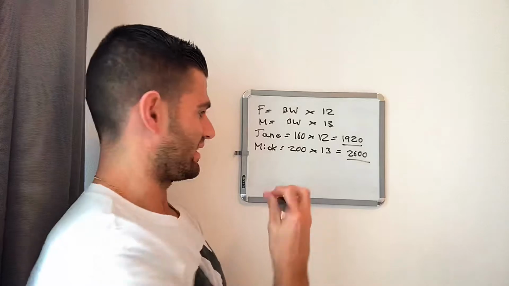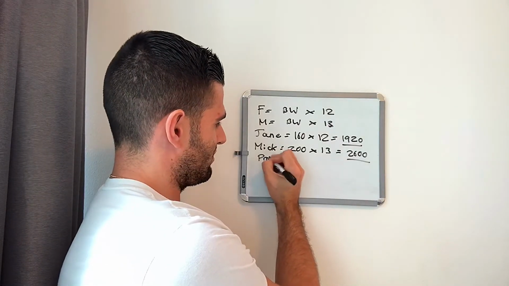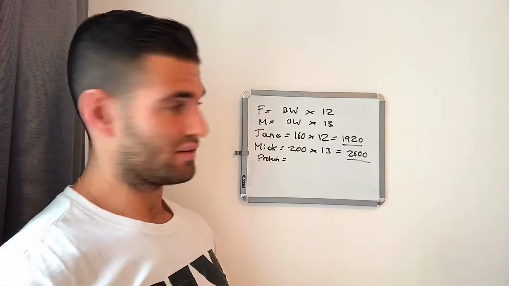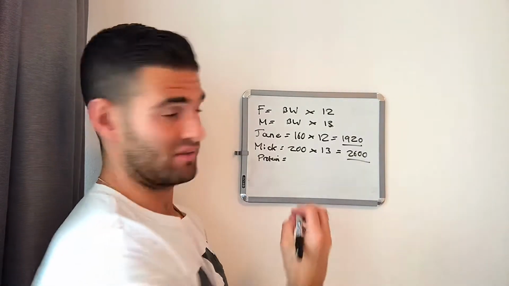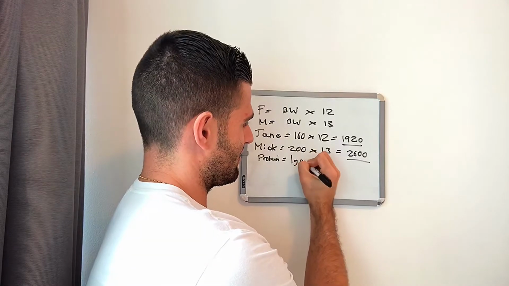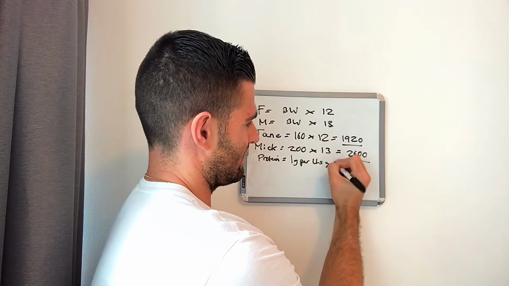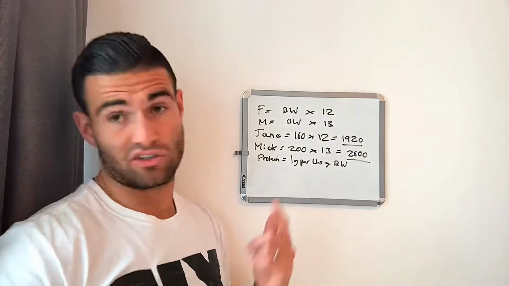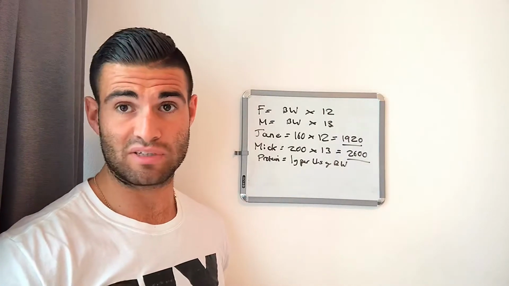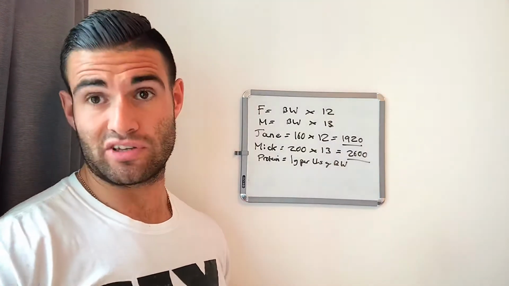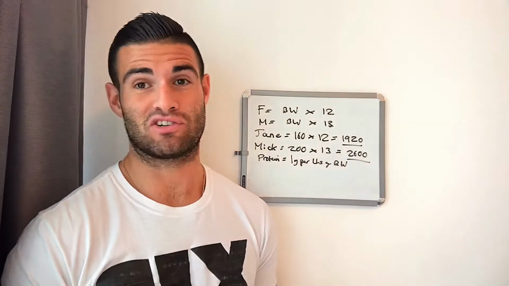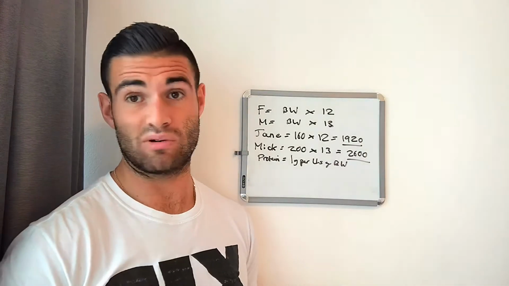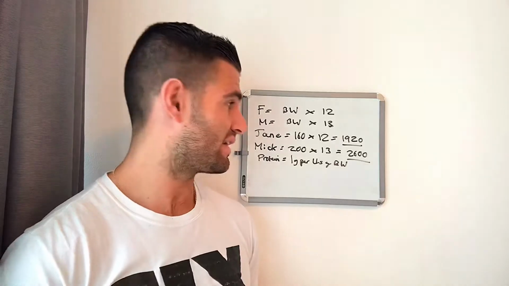Next thing, protein. A general aim, especially with fat loss, is to aim for about 1 gram per pound of body weight. So very simply, Jane weighs 160 pounds. She should aim for roughly 160 grams of protein. Mick weighs 200, so guess what? He should aim for 200 grams of protein. Give or take. If they're 20, 30 grams lower, it's not the end of the world. If they're a bit higher, it doesn't matter either.